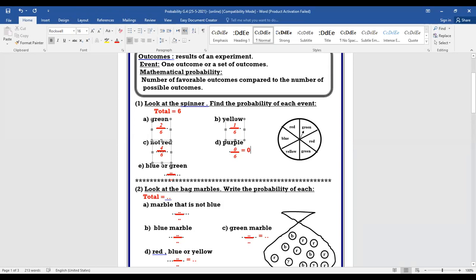Blue or green. The word or, guys, means plus. Means plus, meaning both of them. How many blue and green? Or here means plus.